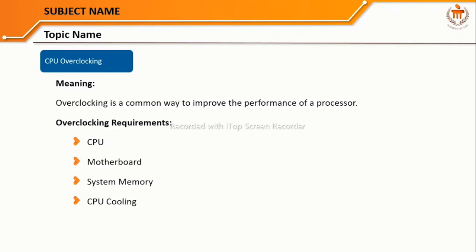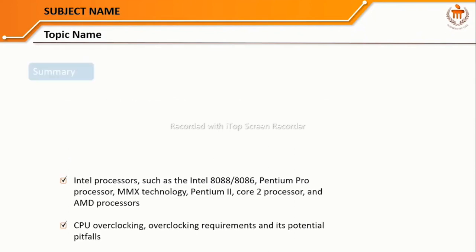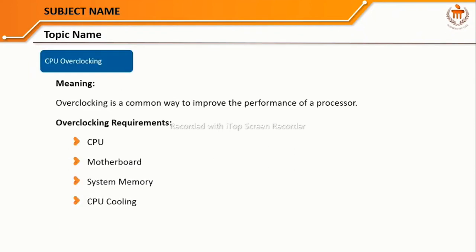It means if the CPU is running slow, we can increase the performance, the clock running time. So we can increase performance. It is the common way of overclocking to improve the system performance. How can we do that? We use four components: CPU, motherboard, system memory, and CPU cooling.